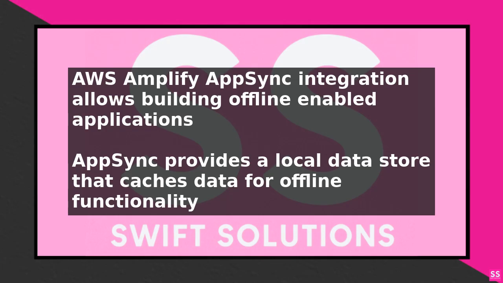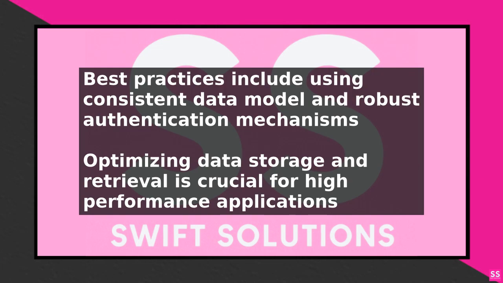Best practices for using AWS Amplify AppSync integration include using a consistent data model across the application, implementing robust authentication and authorization mechanisms, and optimizing data storage and retrieval for performance. By following these best practices, developers can build scalable, secure, and high-performance applications that provide a seamless user experience.